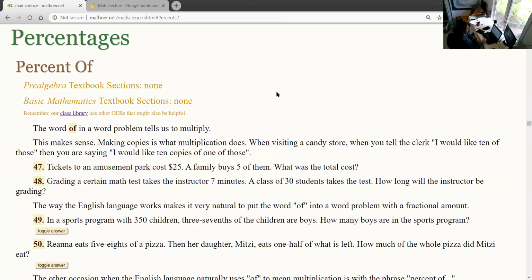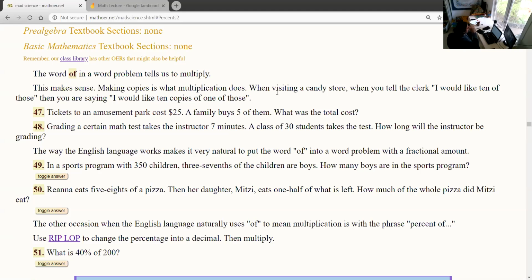So making copies is what multiplication does. If I'm visiting a candy store and I say I want 10 of those, then I'm saying I want 10 copies of one of those. So when we are having whole numbers, this makes a lot of sense to us. Tickets to an amusement park cost $25. A family buys 5 of them. We know we're supposed to multiply.